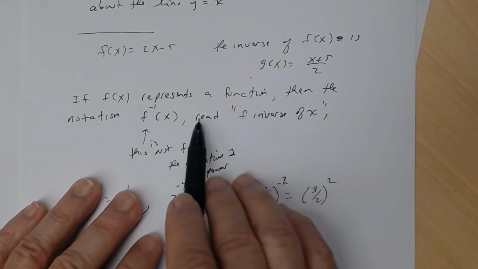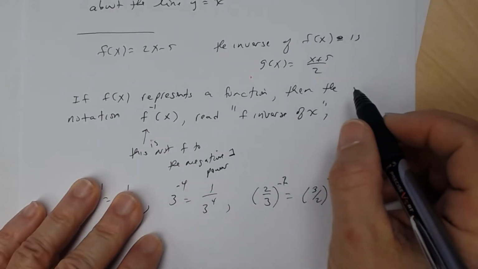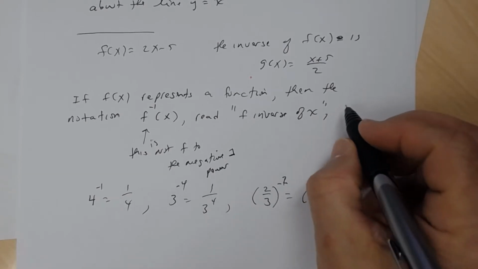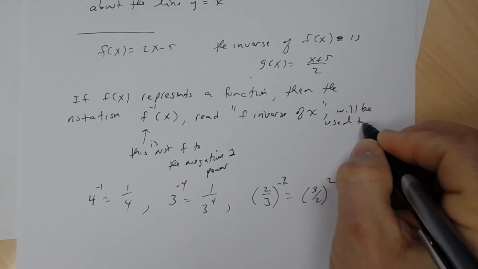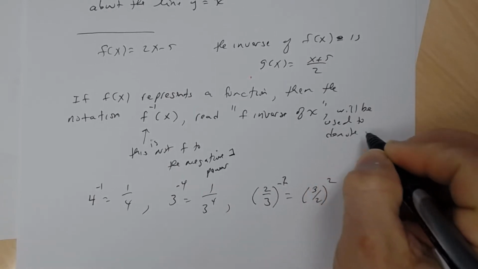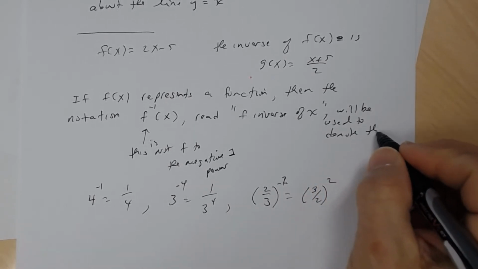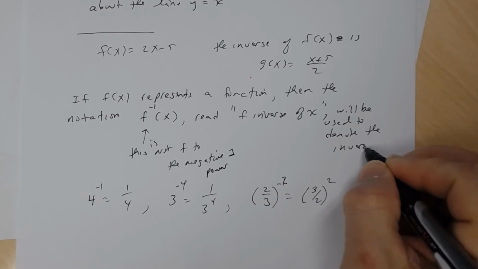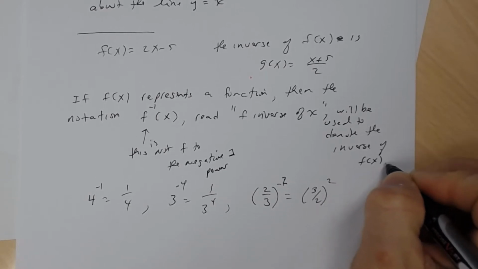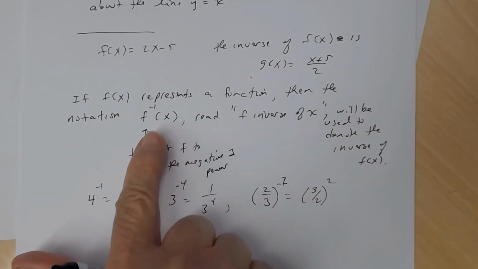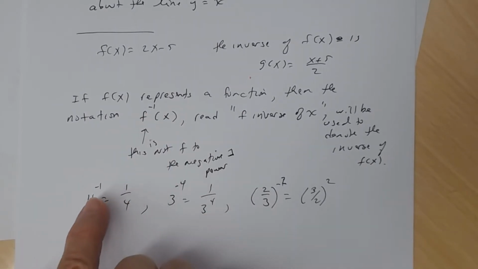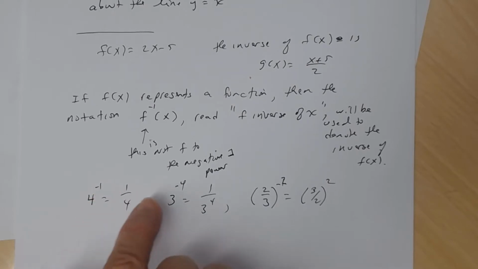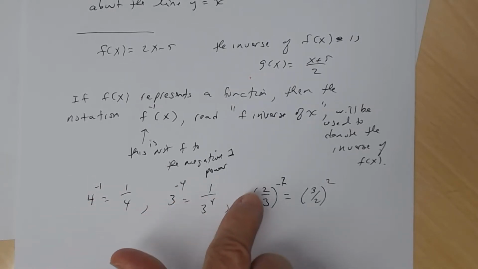So this notation will be used to denote the inverse of f of x. Again, that's not f to the negative 1 power. That means f inverse. This means exponents: 4 to the negative 1 power, 3 to the negative 4 power, 2/3 to the negative second power, and so on.